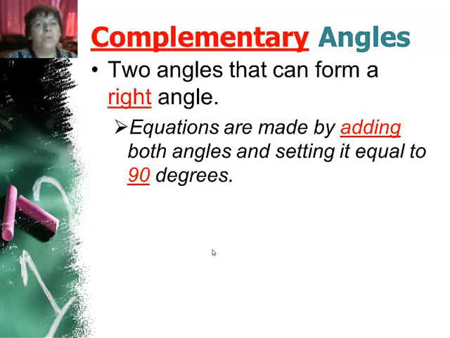Complementary angles are two angles that form a right angle. So when you put one angle, say a 30 and a 60 together, they always add up to 90 degrees. One thing I should say about supplementary and complementary angles: they do not have to be adjacent, touching and sharing that common ray. They could be separated. Most of the problems you're going to work with, they will be adjacent. They will be touching.